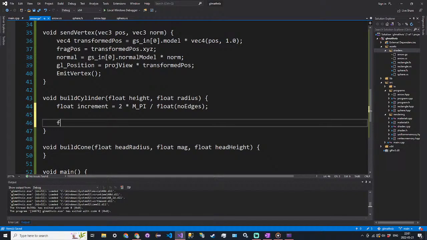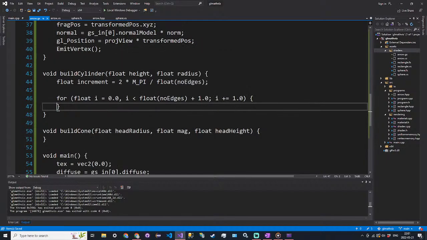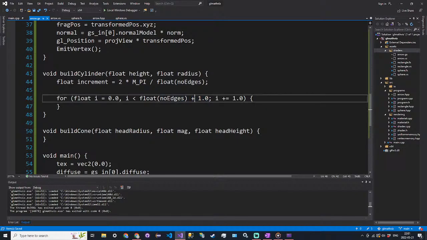Then we're just going to iterate. So float I is equal to 0.0. I is less than the float of the number of edges plus 1.0, and then I plus equals 1.0. So we essentially wanted to write every vertex and then also wrap around, just so we have a complete arrow, a complete cylinder. So that's why we do the less than the float here plus 1.